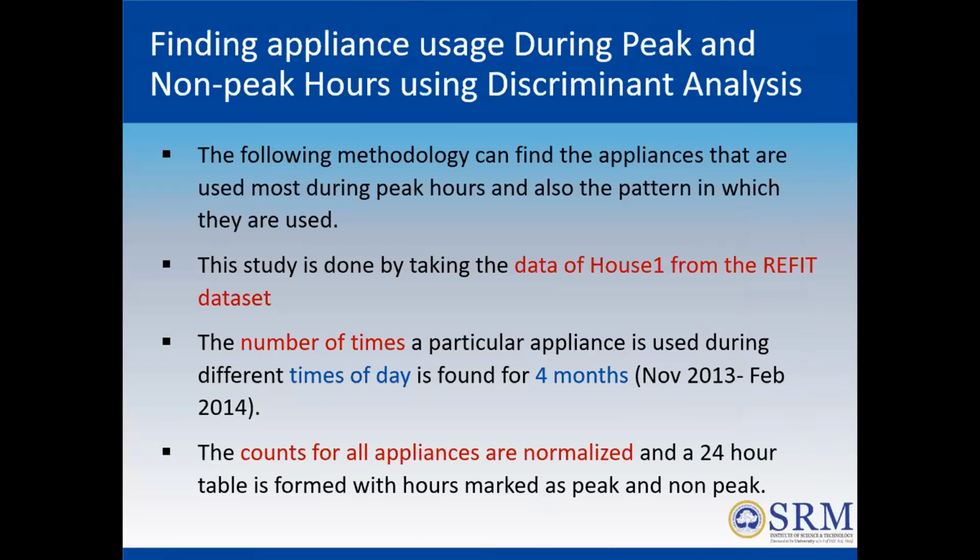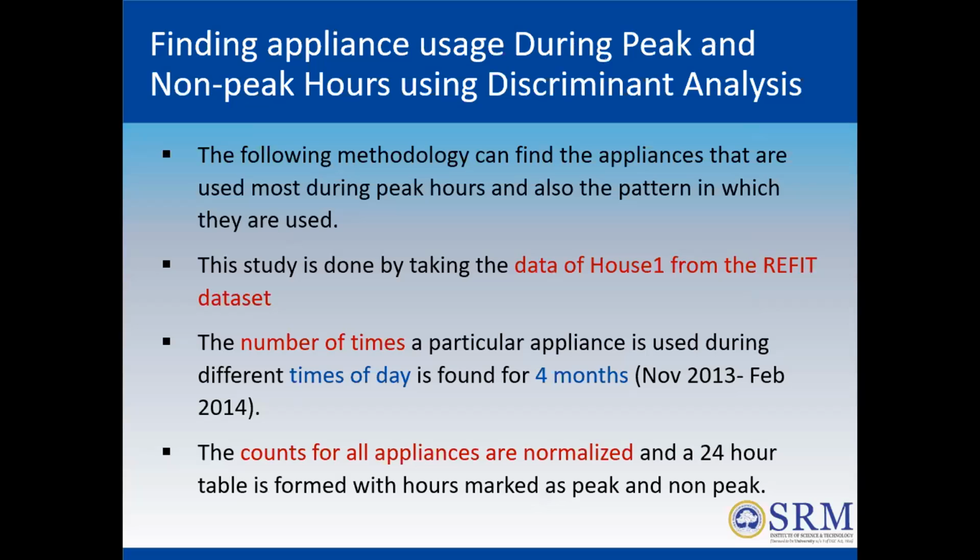Most of the time, utilities say try to reduce the demand, but none of us actually do it. So here we are coming up with a policy wherein we can see which of the appliances play a dominant role during peak and non-peak hours. So we brought in a statistical analysis, where the data set also had the power consumption of each and every appliance.